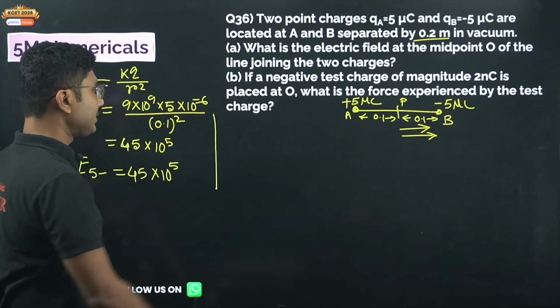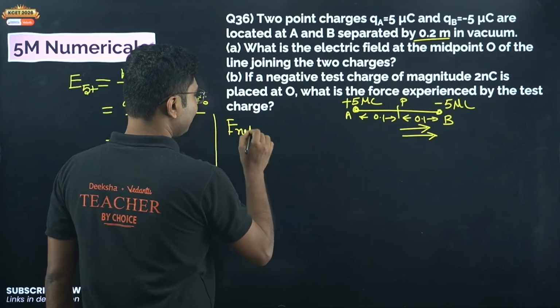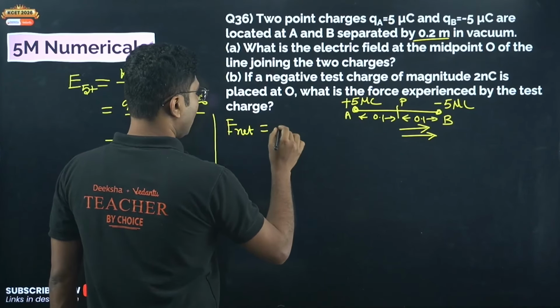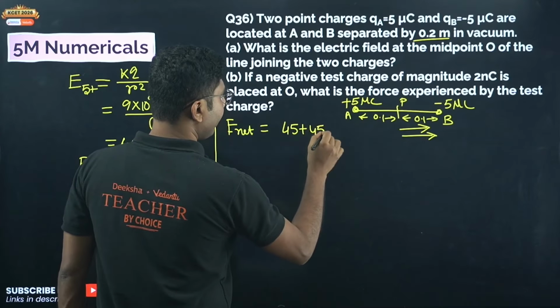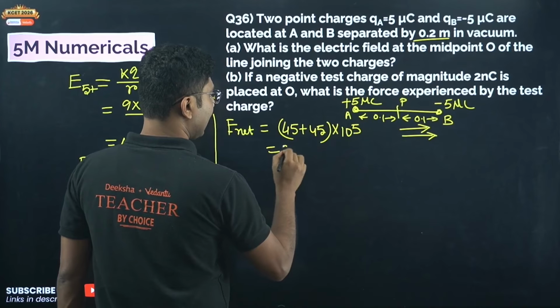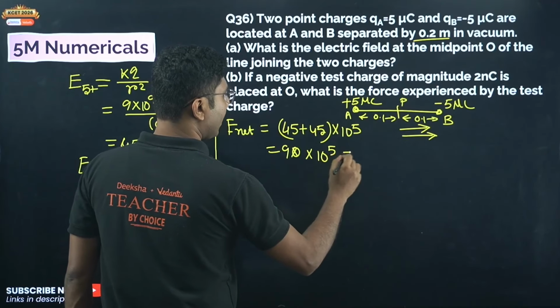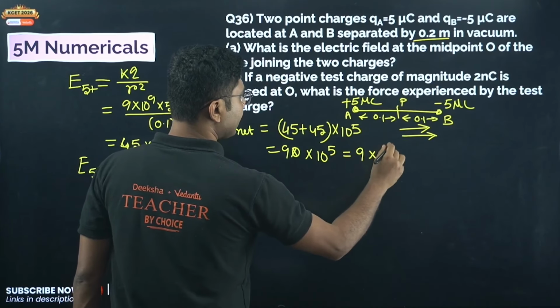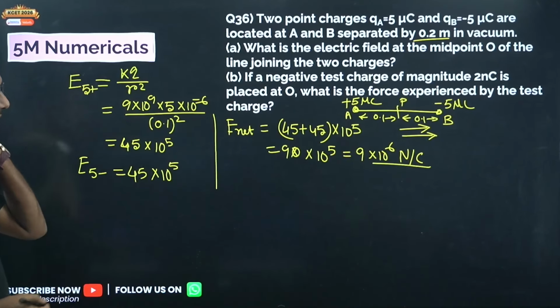Okay, so from this direction we can calculate the net electric field, which is given by 45 plus 45 into 10 to the power of 5, that is 90 into 10 to the power of 5, or 9 into 10 to the power of 6 Newton per Coulomb. So this is the net electric field.